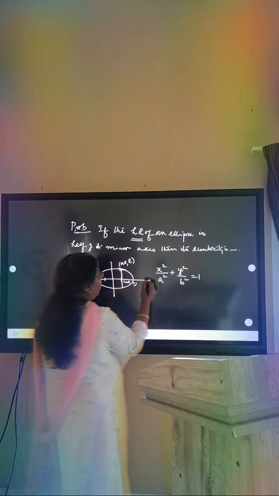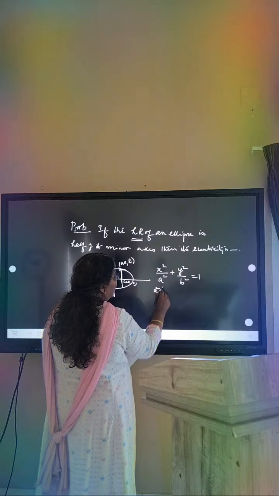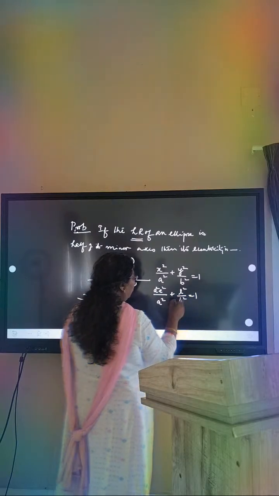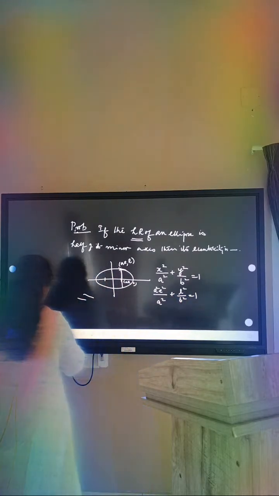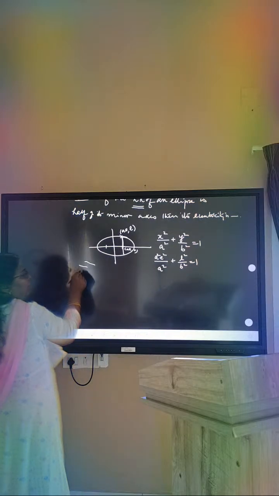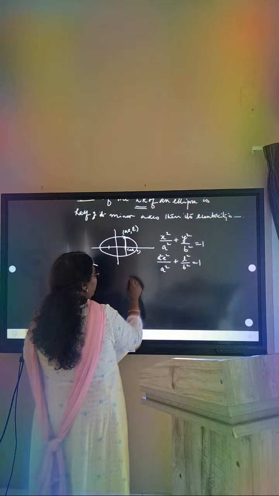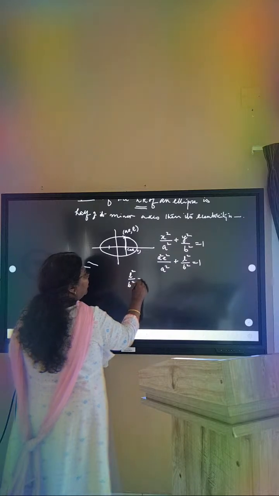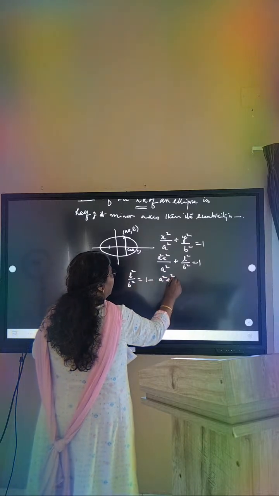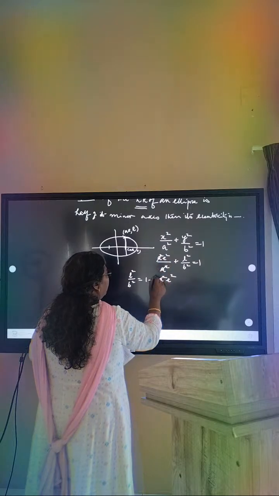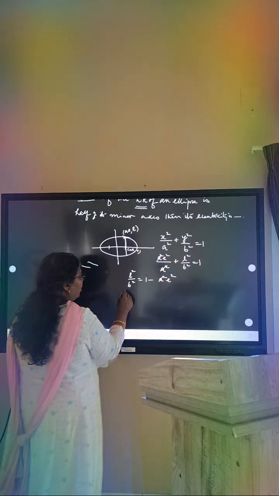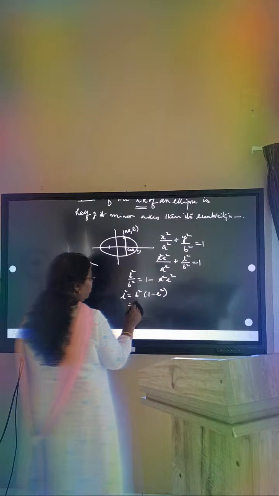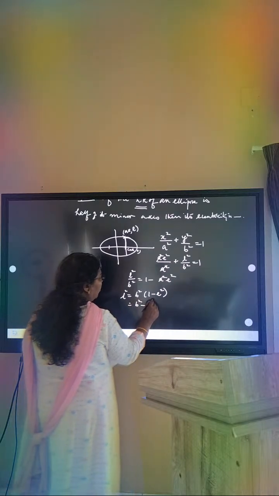When you substitute in the equation of the ellipse, you will get a squared e squared divided by a squared, plus l squared divided by b squared, is equal to 1. So you can find out what l is from this. Therefore, l squared by b squared is equal to 1 minus e squared. Or l squared is equal to b squared into (1 minus e squared). Or it is equal to b squared minus b squared e squared.